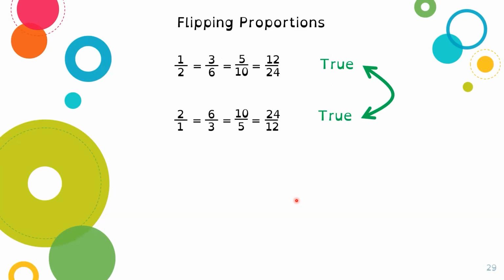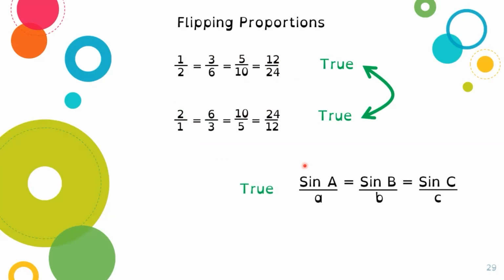Those all equal 2. This is the same value. If I flip all of them, it is the same information. So it doesn't matter which way, if all I'm caring about is the ratio, the proportion, the comparison, it doesn't matter which order I write them in, both of them are true.